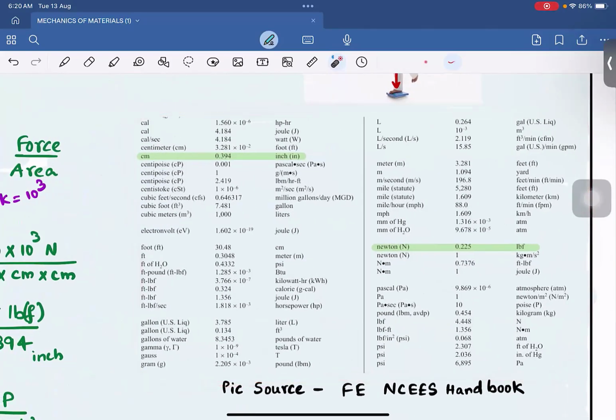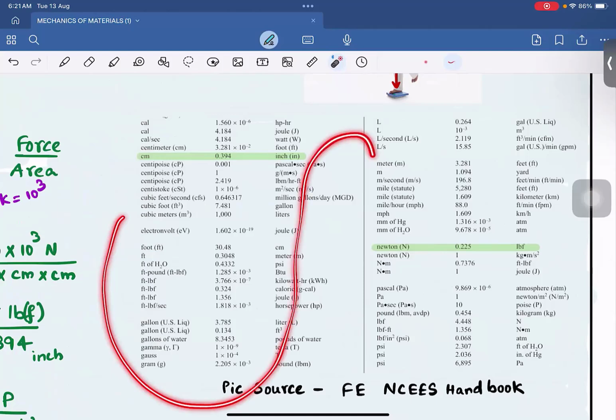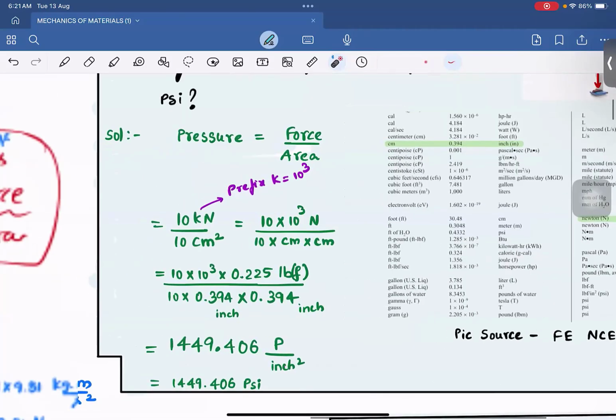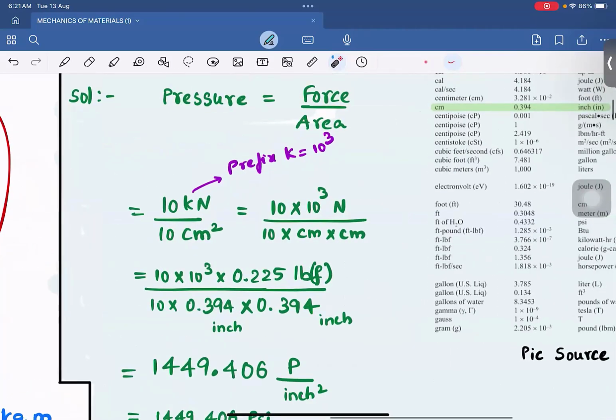Here, all the units are listed in alphabetical order. First, all the things coming with C, E, F, G, all in alphabetical order. So you keep on searching like this. You come to know that there is the word Newton. And for the Newton, the factor given is 0.225. So what we have to do? We have to multiply this quantity by 0.225 to get pound force.